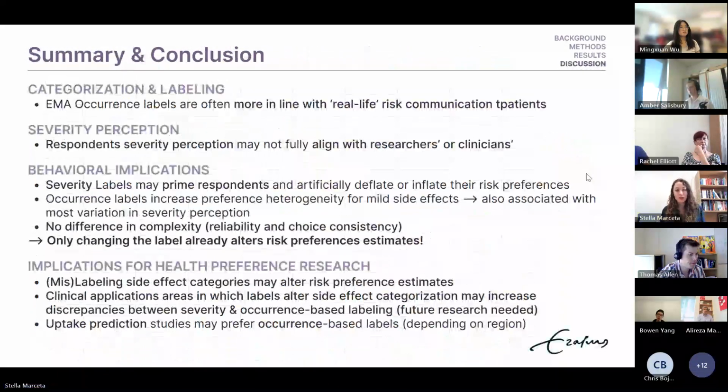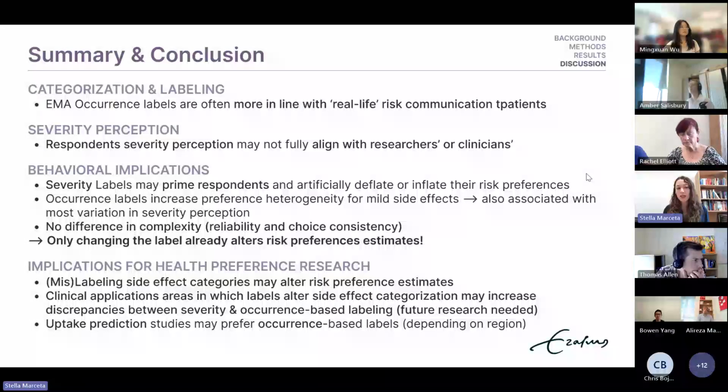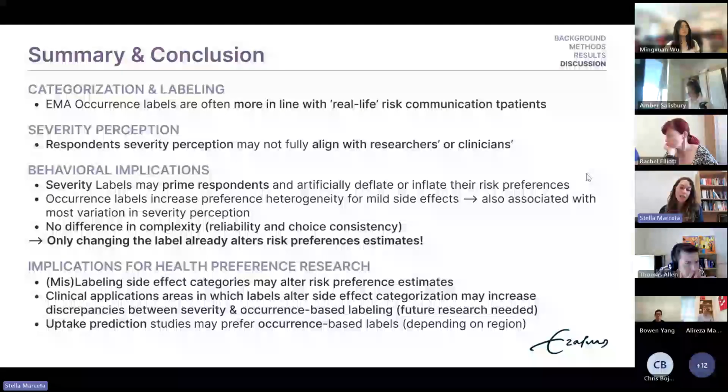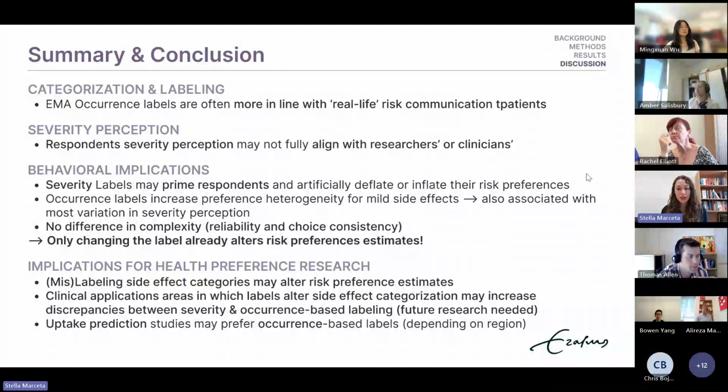So to sum up, these European Medicines Agency occurrence labels that are currently also being used in the UK are often more in line with real-life risk communication to patients because they're being used on the leaflets. And from what I understood, these mild or severe categories are sometimes used, but not really when communicating directly to patients. So the occurrence labels align more with real-life risk communication.